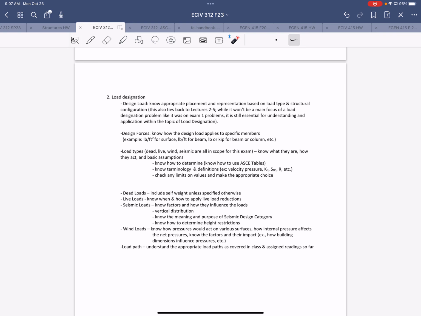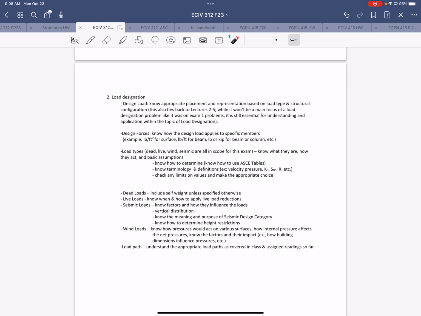This stuff is closely related to things that we talked about at the beginning of the semester, like load distribution and load path, right? So those are inherently going to be included in what you need to know. But a load path problem won't be the main focus like it was on exam 1. Now, you may be asked to interpret or describe load paths, and you will be going through that in the context of homework 7 with the wind loads problem.